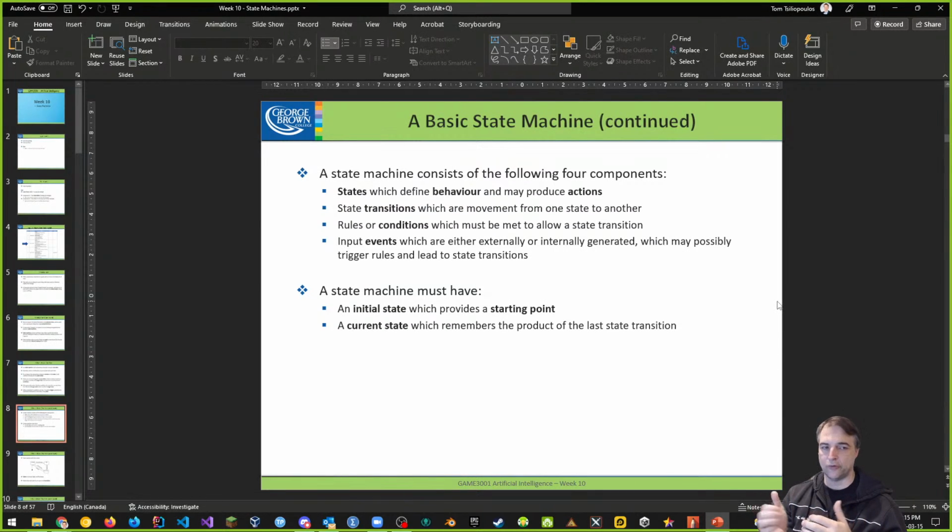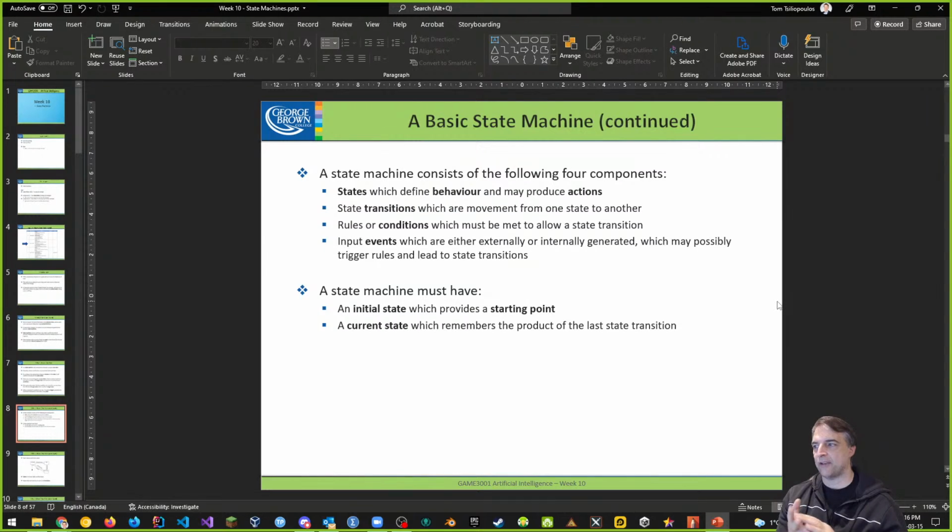When we trigger rules, inputs would be things like the player moving into a certain spot, or the player moving into line of sight. Those are inputs that trigger the rules. So those are the 4 things that state machines are made from.